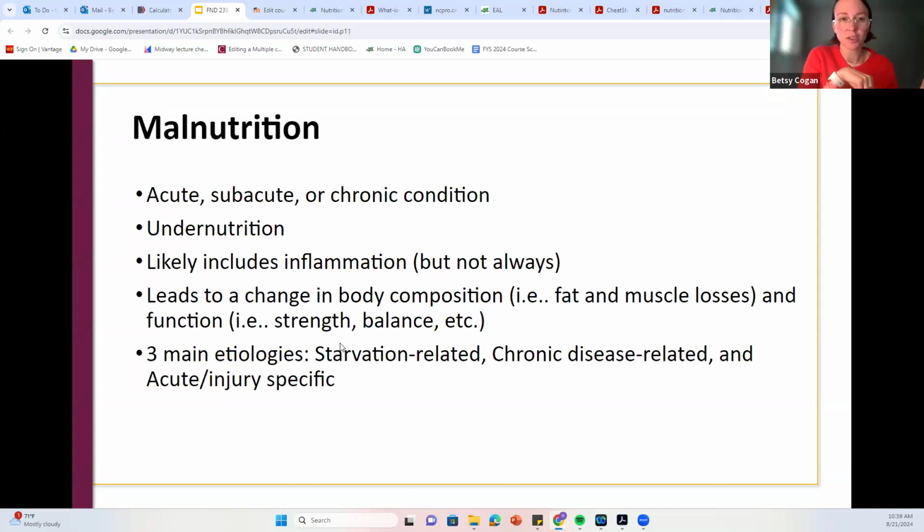Typically, malnutrition is caused by 3 different categories. One, starvation related, that would be intake related, so not taking in enough food. Chronic disease related, so chronic diseases can cause wasting or weight loss. Same with acute injury. Sometimes acute situations or injury can increase our metabolism, so it's really difficult to get in enough nutrition, which can lead to malnutrition. So there are these 3 categories that generally malnutrition falls into. When we're assessing, we want to always assess for malnutrition by considering these things.